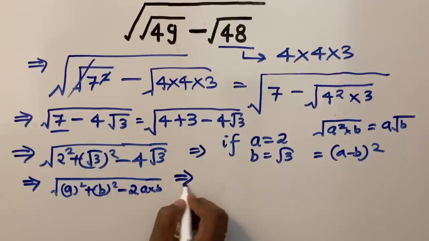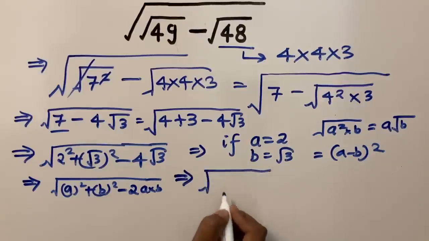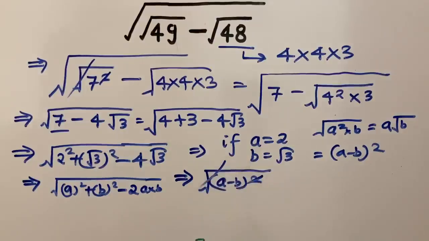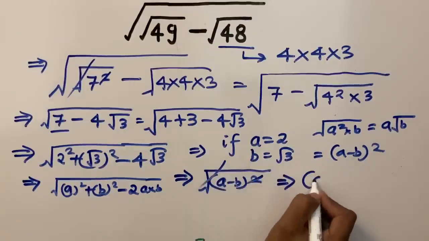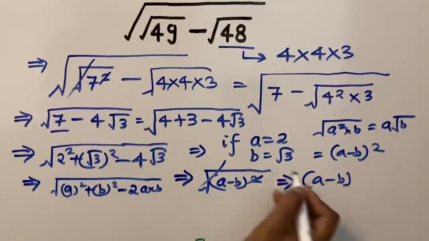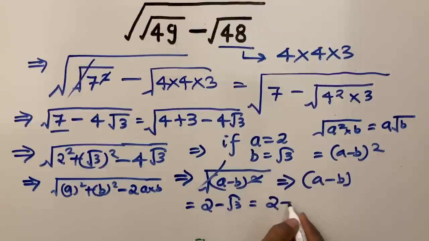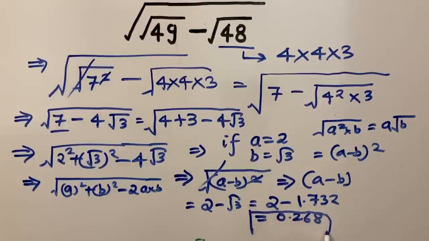So this equation further simplifies to (a minus b) whole square. So the square cancels the square root. So the equation simplifies to a minus b, where a equals 2 and b equals square root of 3, which is equal to 2 minus square root of 3. As we know that square root of 3 is 1.732, this becomes 2 minus 1.732, which is further equal to 0.268. So this is the answer for this problem.